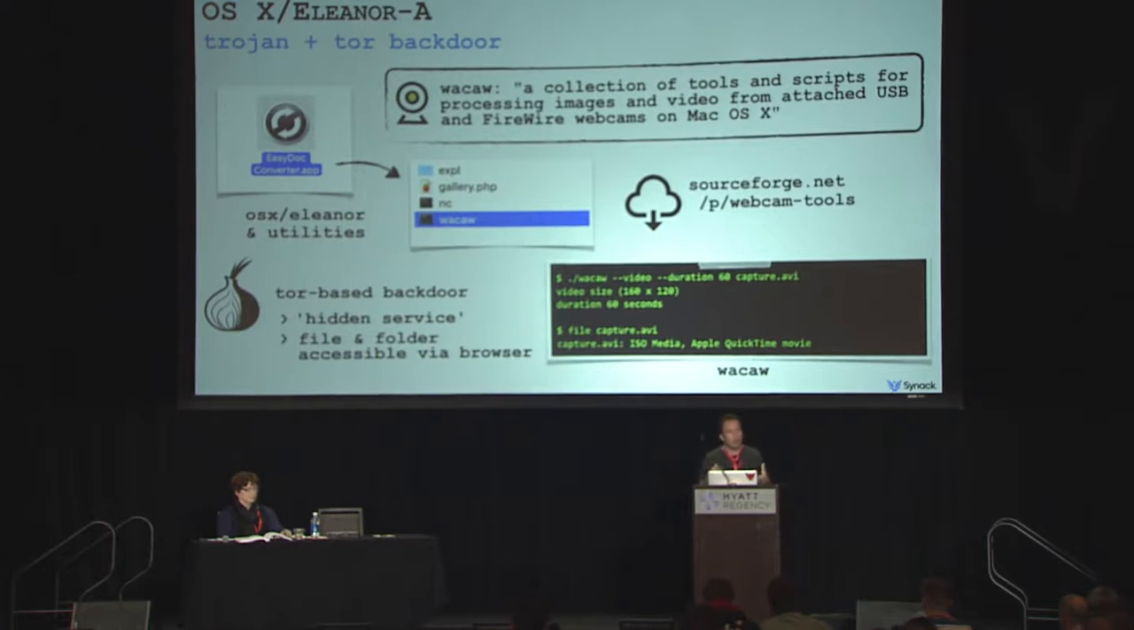We sometimes see malware authors packaging up open source or free utilities, which allows them to extend the functionality without having to implement the logic themselves. So in terms of the video capture capability, Eleanor shipped with a utility called Waka. Now, Waka is open source, available as source code.